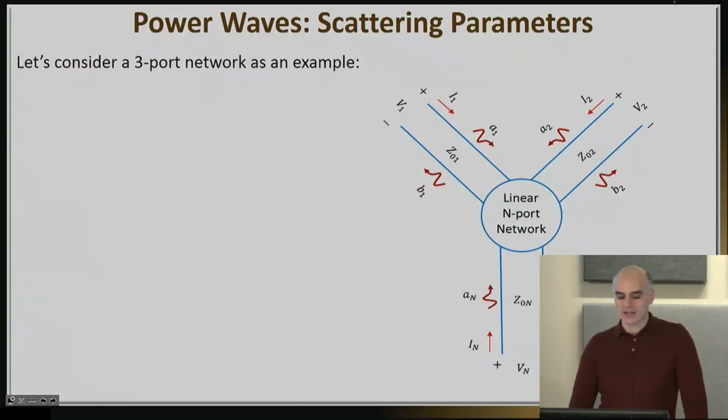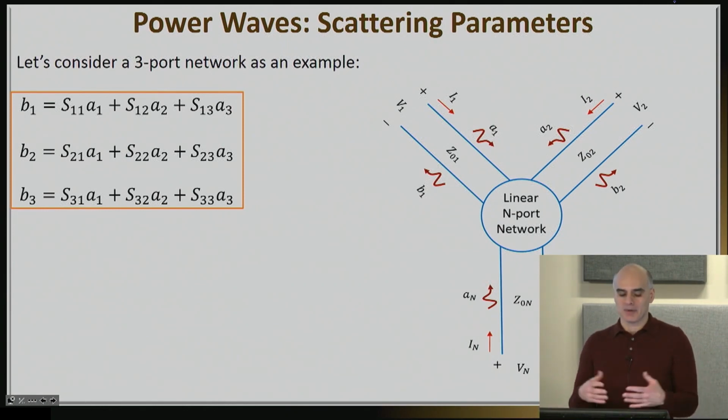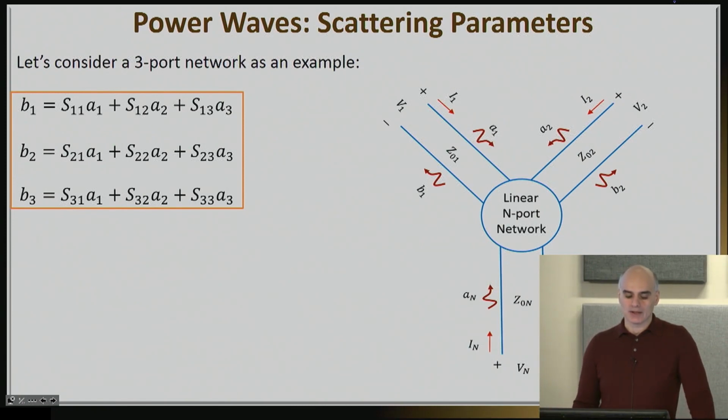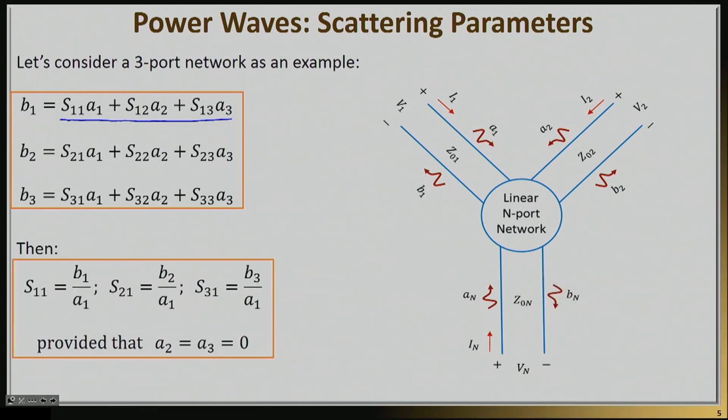Let me give you an example of a three-port network just to show you how we can really analytically calculate those S parameters. If I take the S matrix I gave you before and spell out the exact equations, you will find, for example, that B1 is equal to S11A1 plus S12A2 plus S13A3, and so on for B2 and B3. So it doesn't take much to realize that if I want to calculate any of those parameters, then I have to apply some conditions.